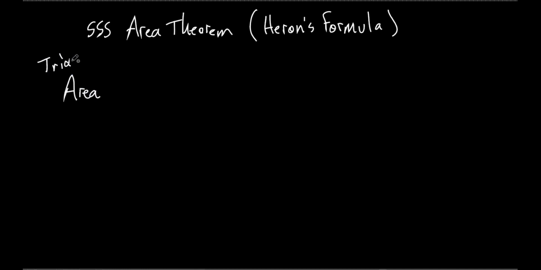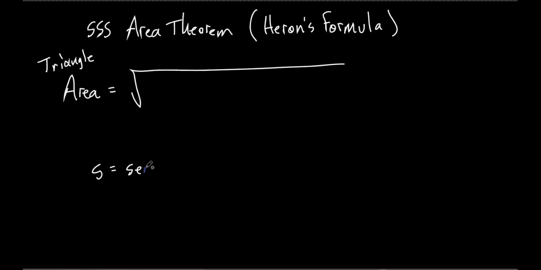All right. So again, this is just a triangle. So the area of a triangle is equal to this. It's a big old square root. I'm going to use the letter S. The letter S represents, I'll put equals, it's the semi, this is weird, but this is the semi-perimeter. That's why they use S for semi.